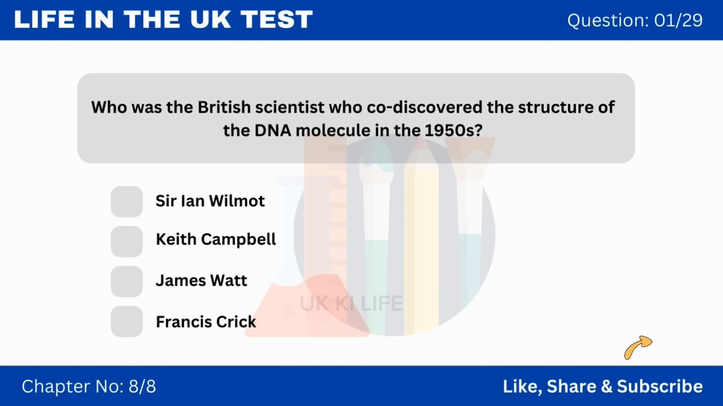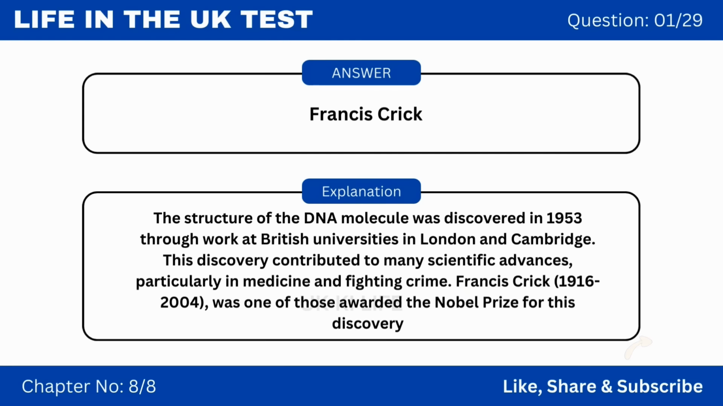The correct option is D. Explanation. The structure of the DNA molecule was discovered in 1953 through work at British universities in London and Cambridge. This discovery contributed to many scientific advances, particularly in medicine and fighting crime. Francis Crick, 1916 to 2004, was one of those awarded the Nobel Prize for this discovery.